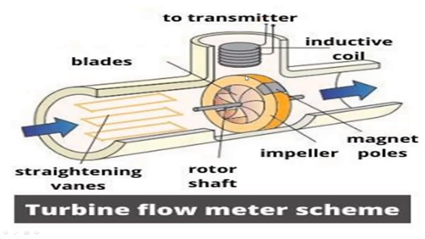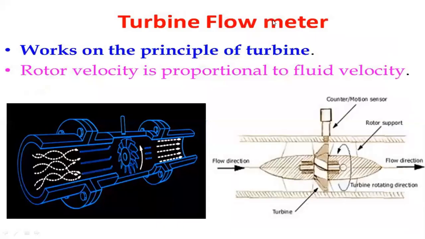So what are the different parts in this turbine flow meter? You can see the transmitter, rotor shaft, impeller, turbine vanes, magnetic poles, induction coil, and blades. These are the vanes. Straightening vanes or cross vanes, different types of vanes are used in this turbine flow meter. So that is the overall setup of the turbine flow meter.